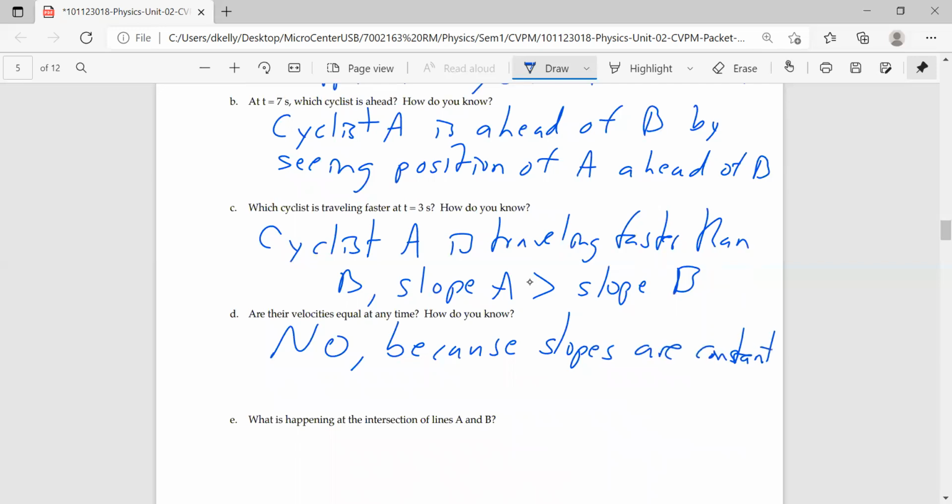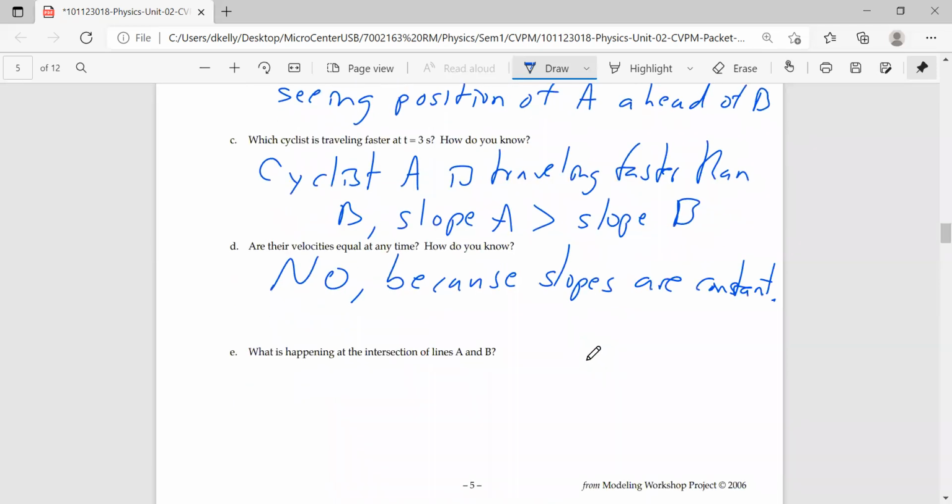Slopes are constant. They don't ever get parallel, for example, so they can never be equal. If for some reason they became parallel, then the velocities would be equal. That would take an outside force, and we're not dealing with that at the moment.